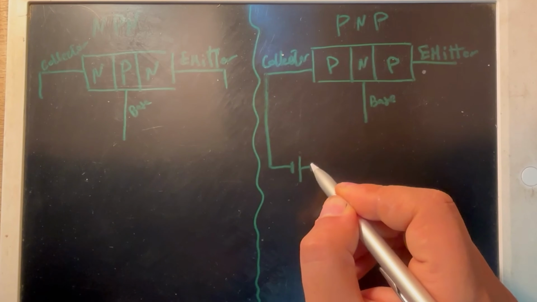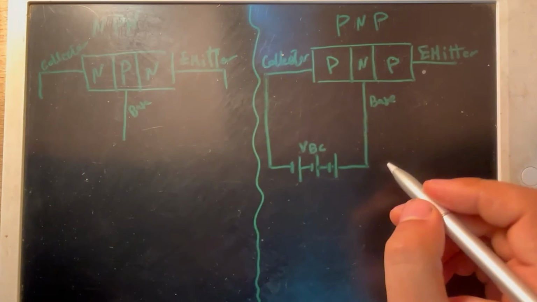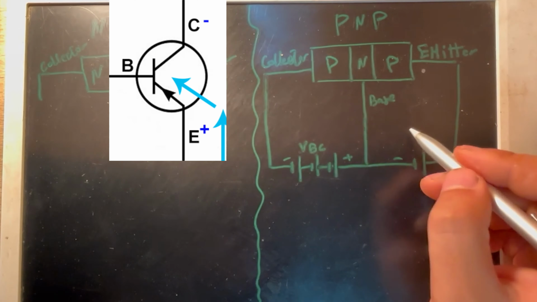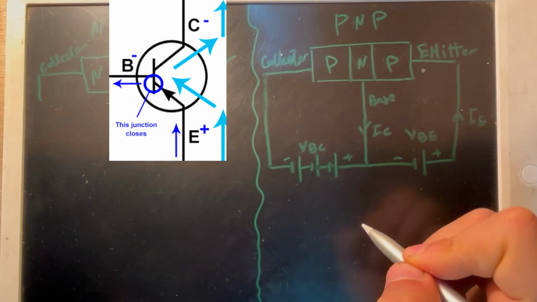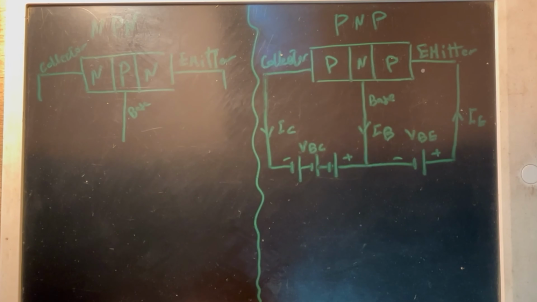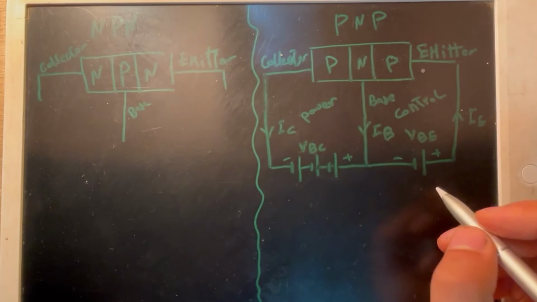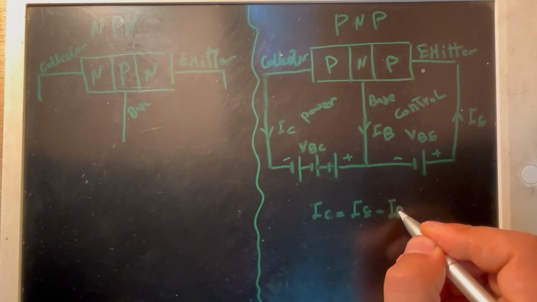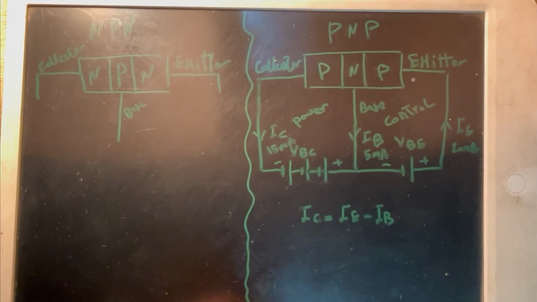In the PNP transistor, when we connect voltage between base and collector, as you see in the video, nothing will happen, but when we connect voltage between base and emitter, the current will flow from emitter to collector. Here we will find that the base is connected to the negative terminal of the power source. The base-emitter circuit is called the control circuit, and the base-collector circuit is called the power circuit. And the collector current will be equal to the emitter current minus the base current.